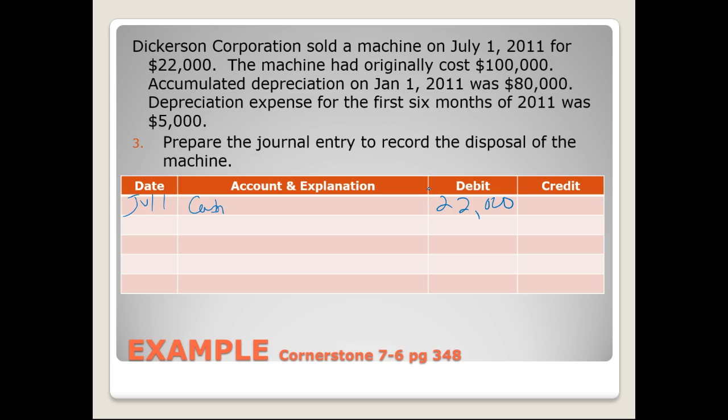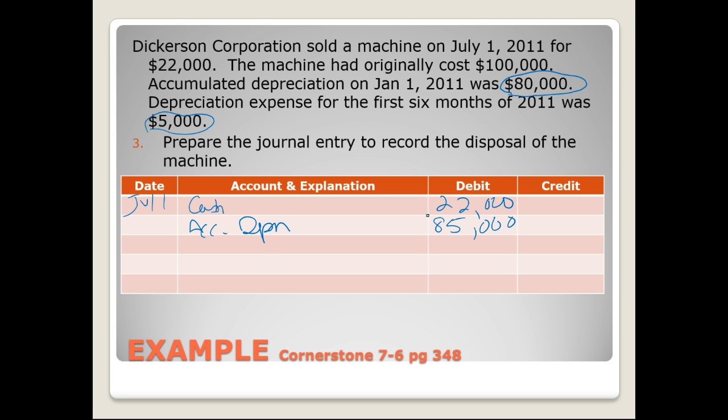Now, in order to get the machine off the books, we would have to credit the equipment account, right? That clears the value of the machine out of the equipment account. But we also need to debit all of that accumulated depreciation. So we would need to make a debit entry to accumulated depreciation for the total accumulated depreciation associated with this machine. Remember, that's going to be the $80,000 that we had accumulated up to January 1st, plus the $5,000 we added as of July 1st. So we now have an $85,000 debit entry to accumulated depreciation.